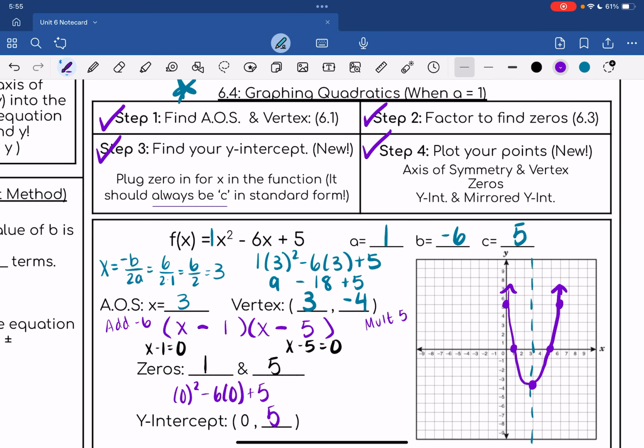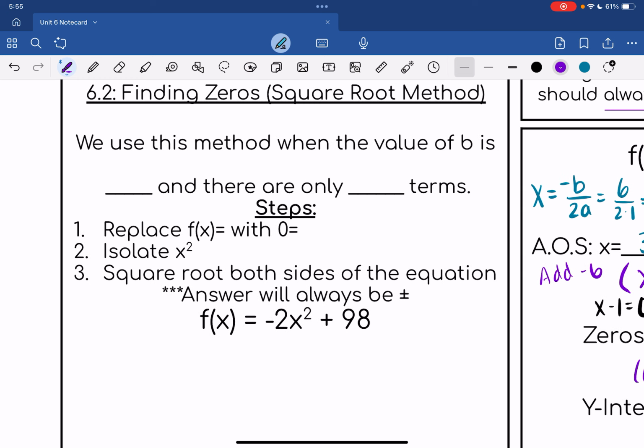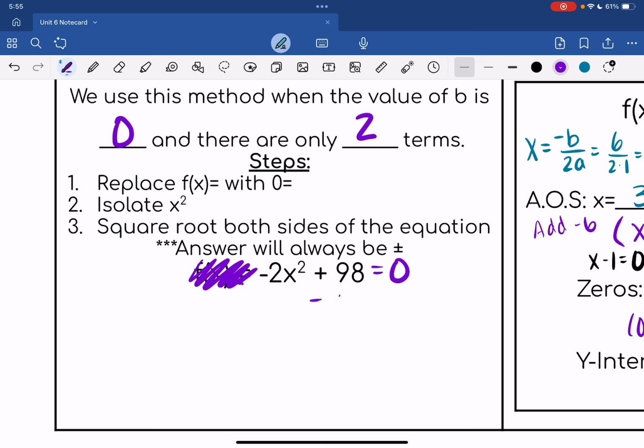Now let's go talk about 6.2 real quick, and then we'll flip to the back side of this. So 6.2, finding zeros using the square root method. We use this method when the value of b is 0, and there are only two terms. So if you look at this problem here, negative 2x squared plus 98, there's no term with just an x in the middle. So first step is to replace that f of x equals with an equals 0. And then we're going to solve for x squared. So I'm going to subtract 98.